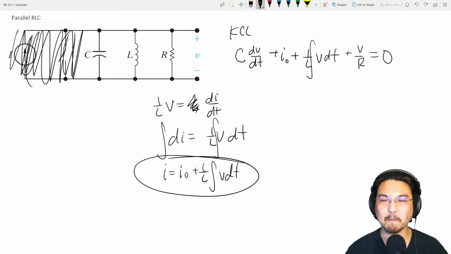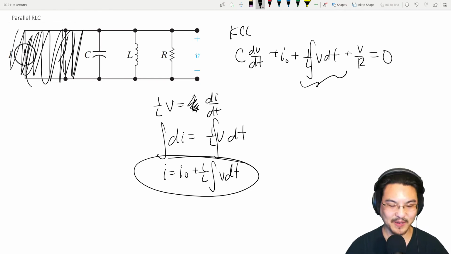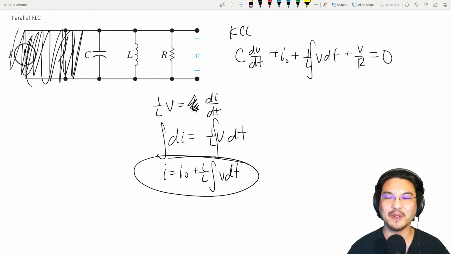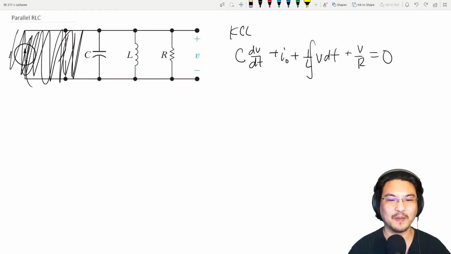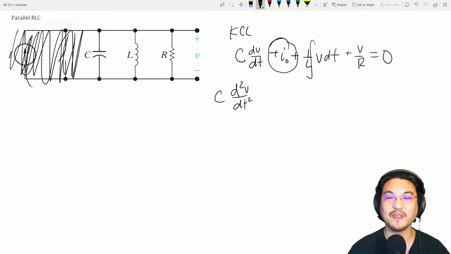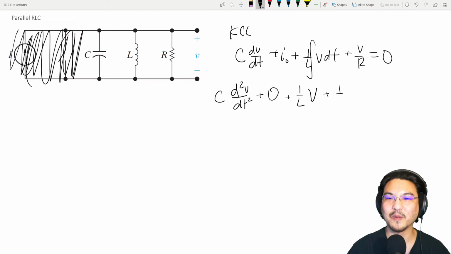Okay. I would like to not have this integral here. So here's a trick. Let's take a time derivative of the entire equation. So take a time derivative of everything. So time derivative of this, so C, right? So that'll be the second derivative. Time derivative of a constant is 0. And then the derivative of an integral, those are inverses, so it'll just be 1 over L V. Time derivative of that, 1 over R dV/dt.